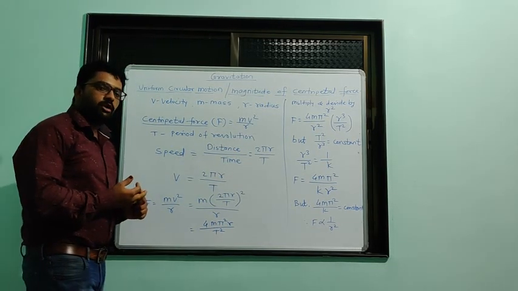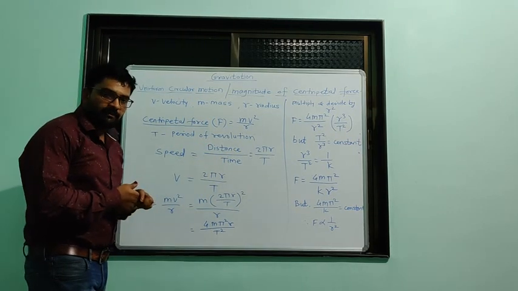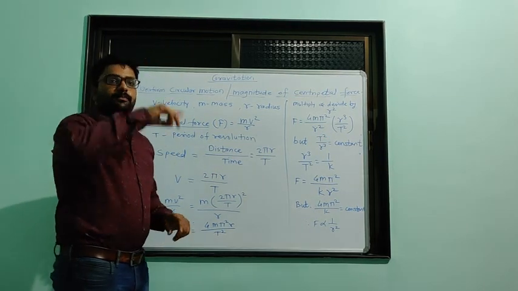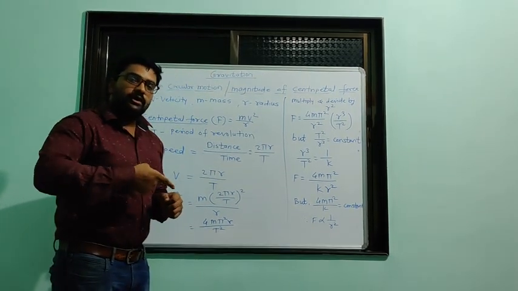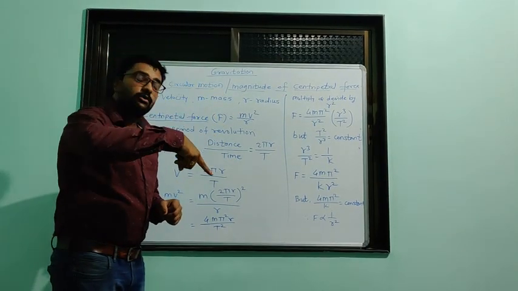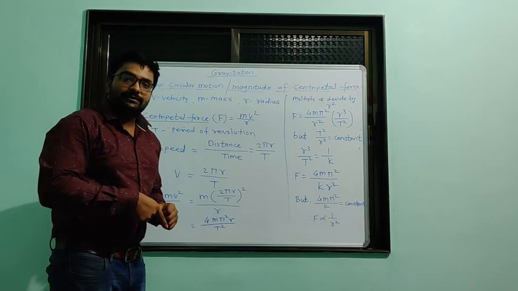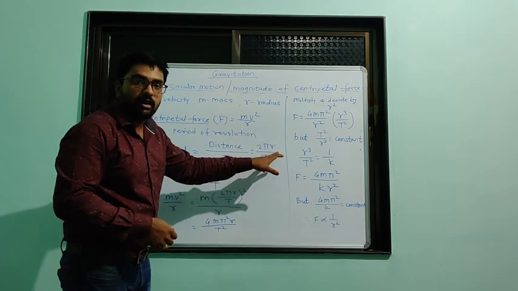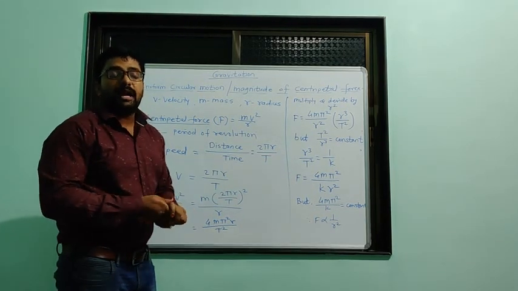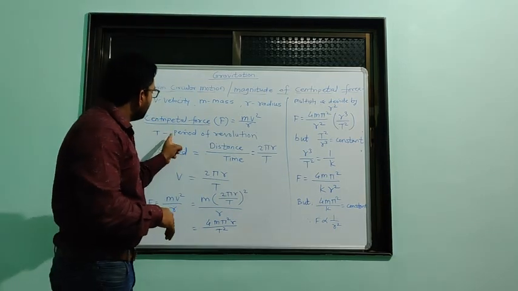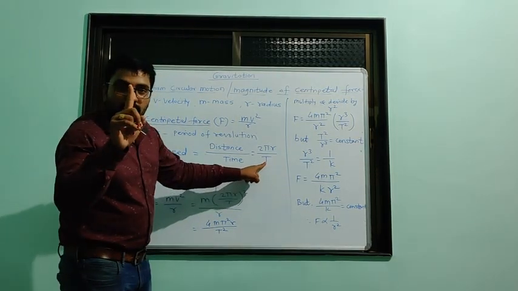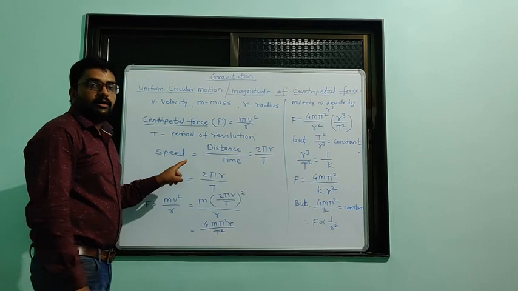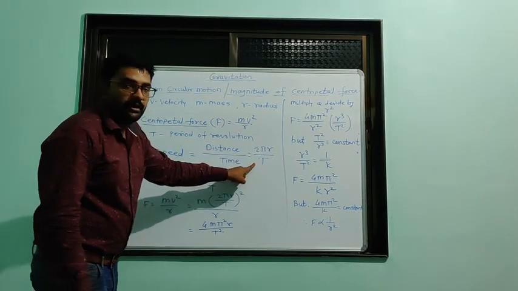We know the formula of speed: distance covered divided by the time taken. Now it is a circular motion. To complete one circular path, that is one period, the distance will be the circumference of the circle, that is 2 pi r. That much distance the planet has to travel. And T is the time to complete one revolution. So that is the formula of speed of a planet around the sun in one particular orbit: 2 pi r divided by T.